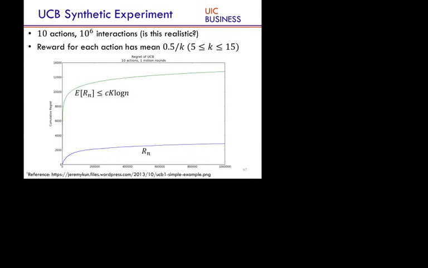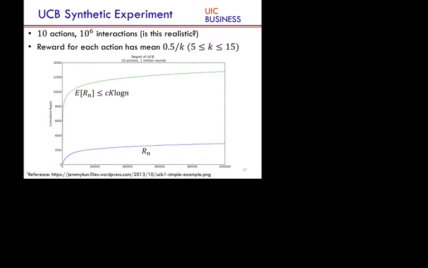Here is a different experiment. There are 10 actions and a million interactions. First of all, this may not be realistic in a real setting, but let's say a million interactions. The reward for each arm has a mean of 0.5 divided by k. So you can see that the first arm has a mean reward of 0.1, and the other arms have lesser and lesser rewards. You can see that the cumulative regret looks something like this.